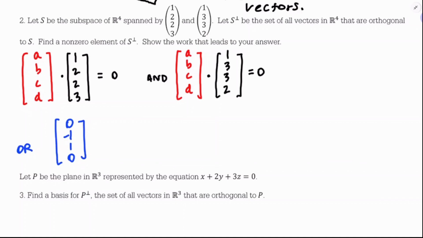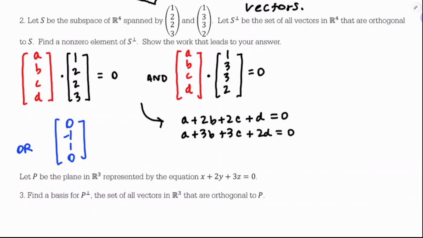And I think that's going to be pretty obvious in the algebra when I keep going. I am going to keep going because I think that's what was most obvious to some of y'all, was to go over here and say like, all right, A plus 2B plus 2C plus D equals 0. And then A plus 3B plus 3C plus 2D equals 0.